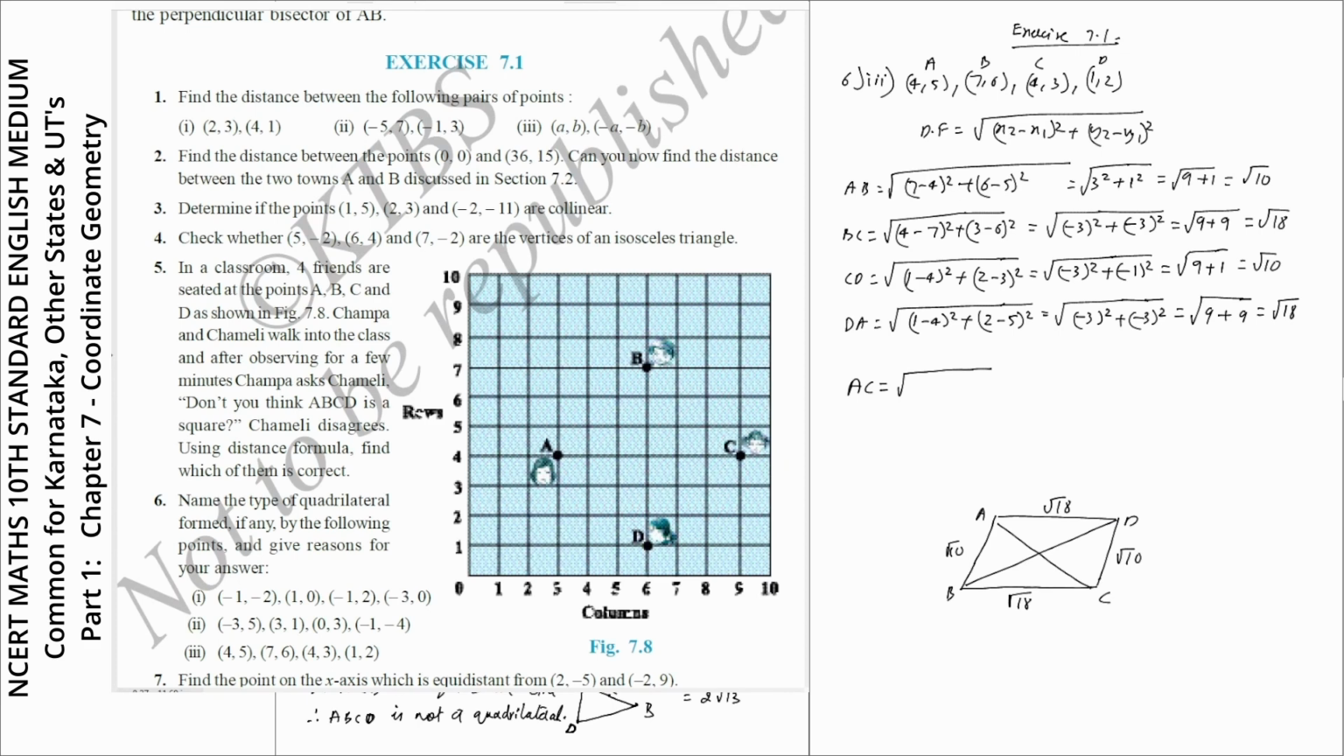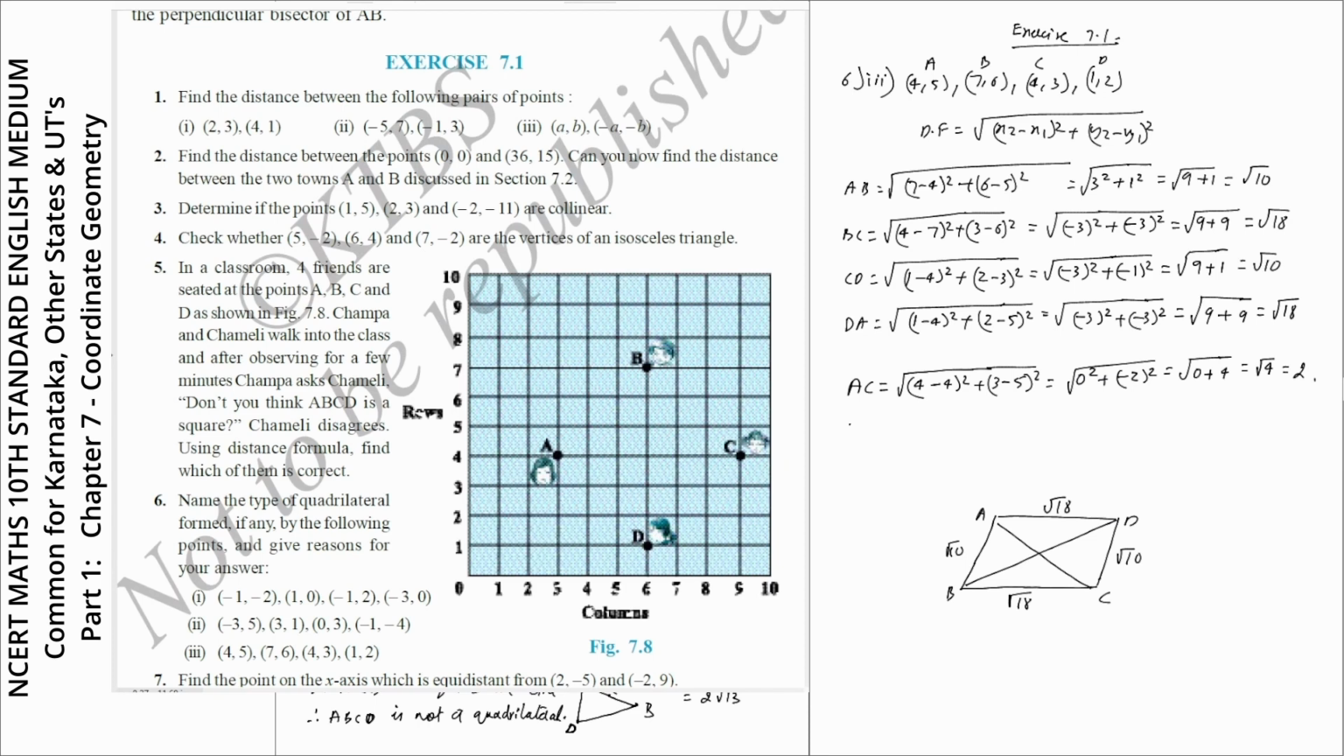What is AC? AC is given by square root of (4 minus 4) the whole square, plus (y2 minus y1) the whole square, that is (3 minus 5) the whole square. So 4 minus 4 is 0 square, plus 3 minus 5 is minus 2 the whole square. So this is equal to 0 square is 0 only, plus minus 2 the whole square, minus 2 into minus 2 is plus 4. So this is square root of 4, that is 2 I'll get.